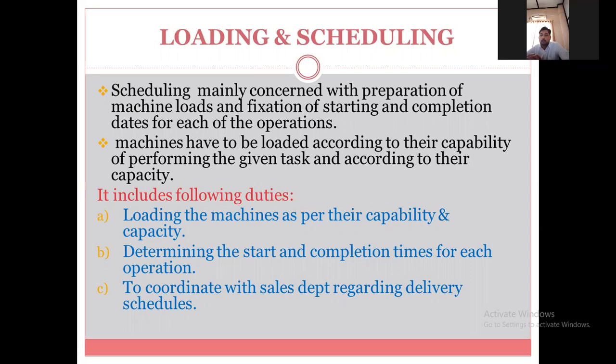Second point, machines have to be loaded according to their capability of performing the given task, and according to their capacity.